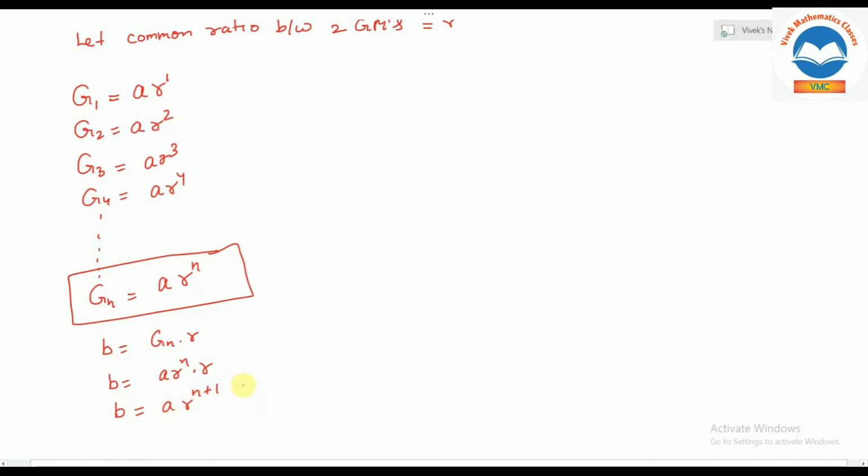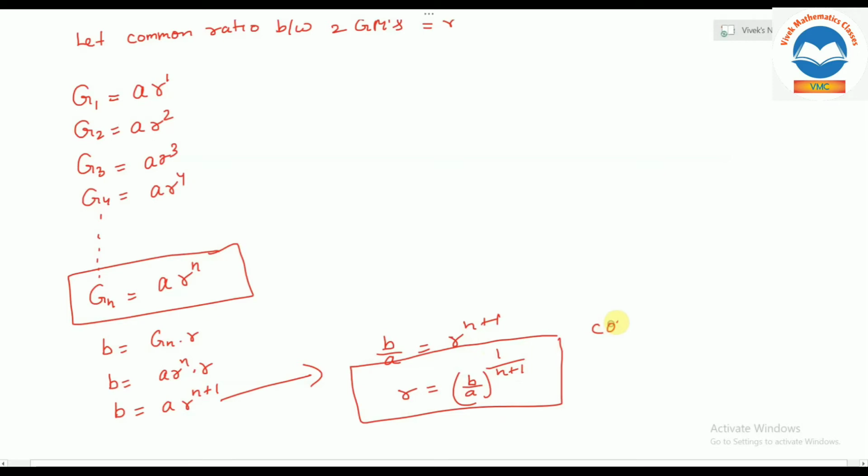From here, if you want to find the R value, because A and B we already know, and n also we know, R is the only one we need to find. What will R be? B by A we can write as R to the power n plus 1. From here, R will be B by A whole to the power 1 by n plus 1. This will be the common ratio between two GMs.